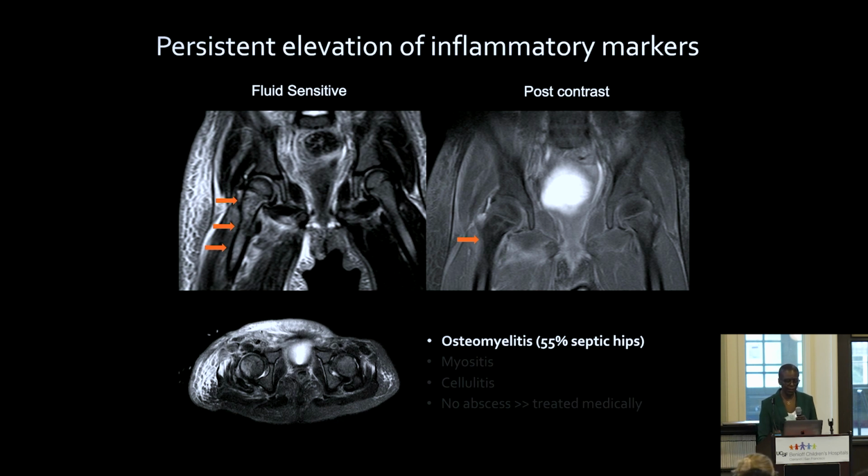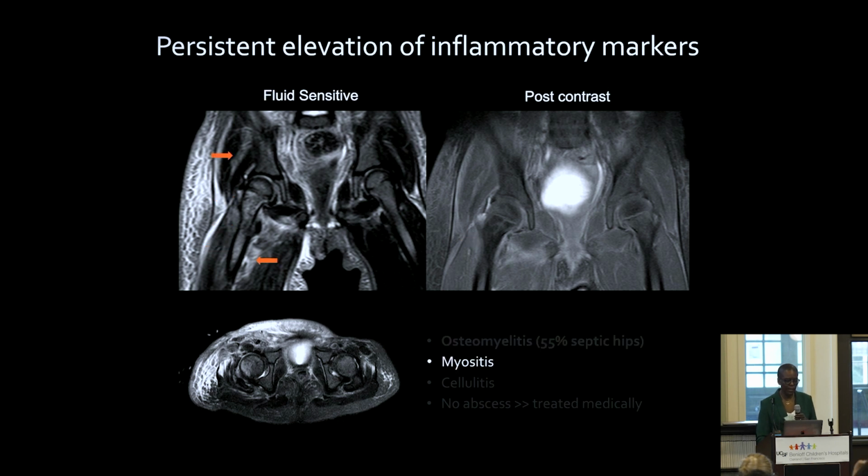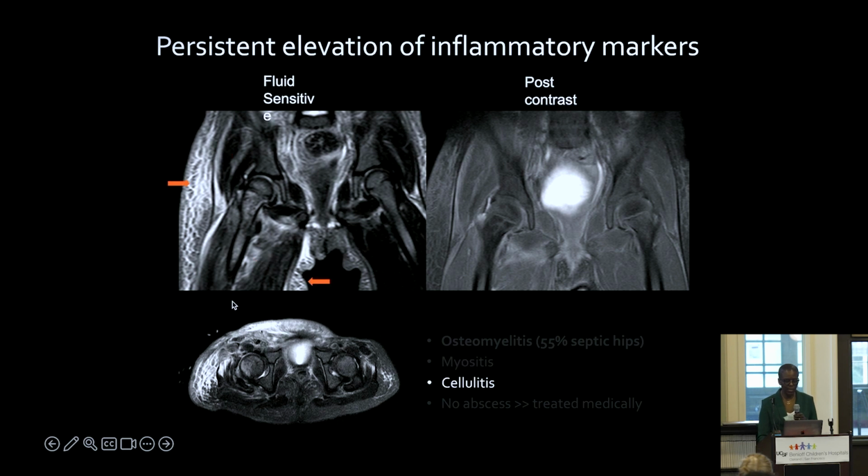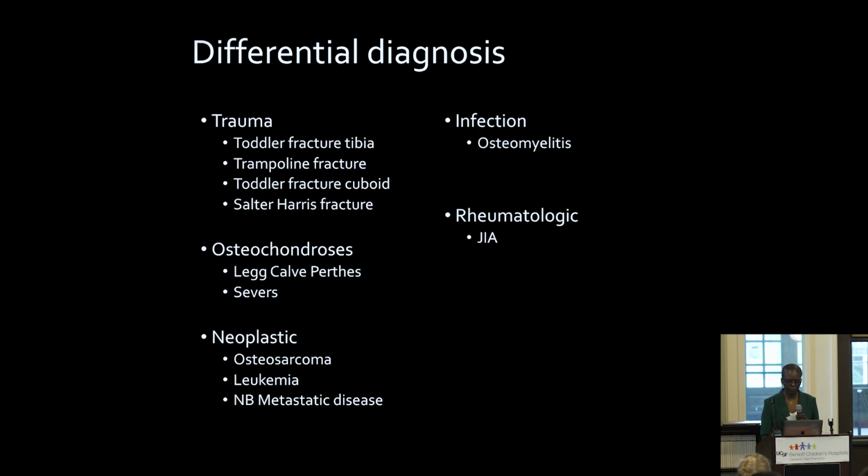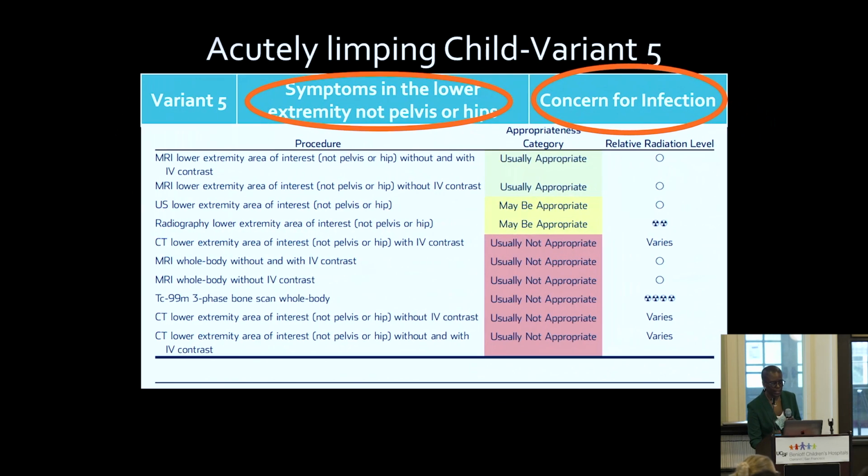And what we see here is this mottling appearance of the marrow, compared to the normal marrow on this fluid sensitive sequence. Okay, so that's osteomyelitis. And we heard that in over 50% of septic hips, you can have osteomyelitis. There's also signal abnormality in the muscle, so that's myositis, as well as subcutaneous signal abnormality, and I'll say fascial abnormality too. So there's cellulitis and fasciitis. She didn't have an abscess, so she was treated medically. So now we can add the septic arthritis to the osteomyelitis in our differential diagnosis.